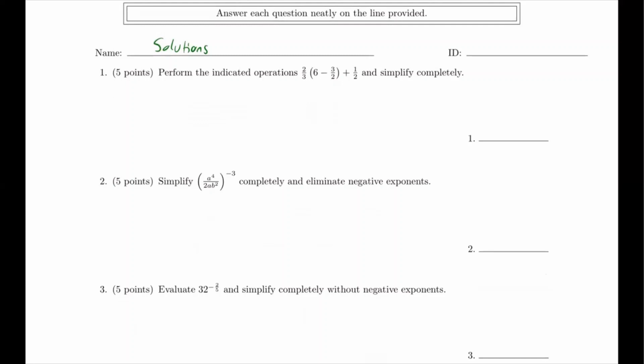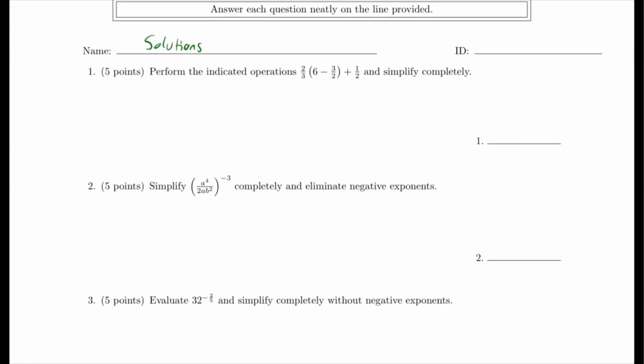Perform the indicated operations. So for this particular example, there are multiple ways to do it. You can choose whichever way you prefer. I'm going to go ahead and distribute the 2/3 first. So if you distribute the 2/3 to all of these, you will have 2/3 times 6 minus 2/3 times 3/2. And there is a 1/2 outside. And now we can simplify these right here.